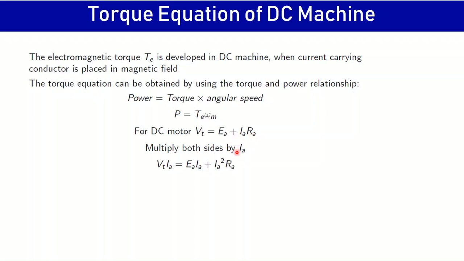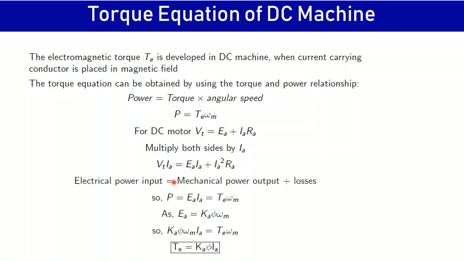If we multiply both sides with Ia, we obtain VtIa is equal to EaIa plus Ia square Ra. So this is the power loss that is taking place in the armature, and VtIa is the power that we are supplying to the motor. So supplied power and power losses, if they are subtracted, the remaining power will be converted into mechanical power. So this EaIa is the power which gets converted into mechanical power.